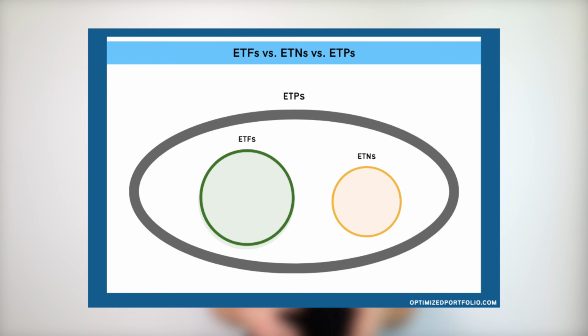Secondly, I created this very crude Venn diagram to illustrate the relationship among them. Basically, ETP describes all exchange traded products, which includes ETFs and ETNs. So ETFs and ETNs are just two types of ETPs. Put another way, all ETFs are ETPs, but not all ETPs are ETFs. Say that 5 times fast.